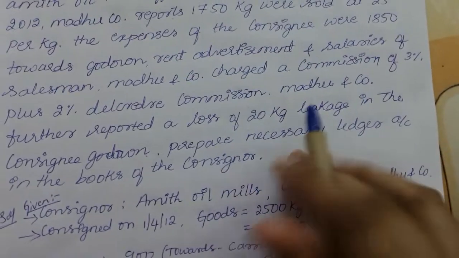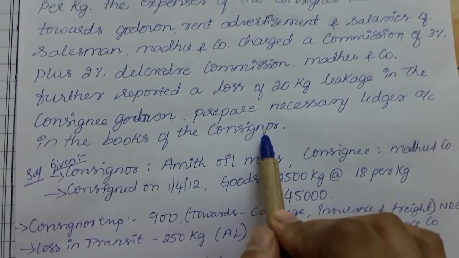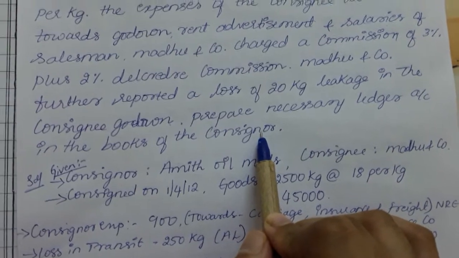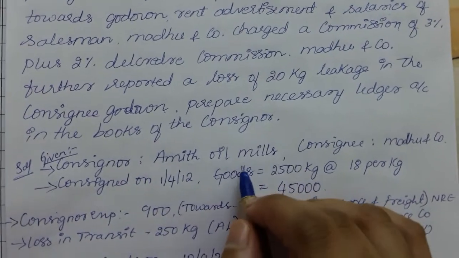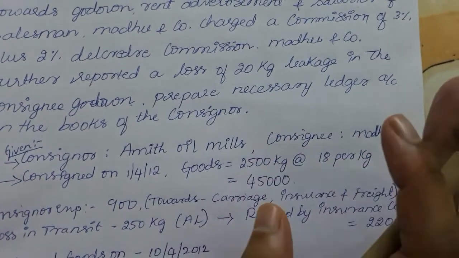Then prepare the necessary ledger accounts in the books of the consignor. So here they are asking to prepare the ledger accounts in the books of the consignor. What are all the accounts you are supposed to prepare? Consignment account, consignee's account, goods sent on consignment account, and also abnormal loss account.